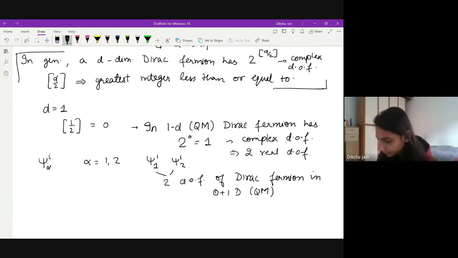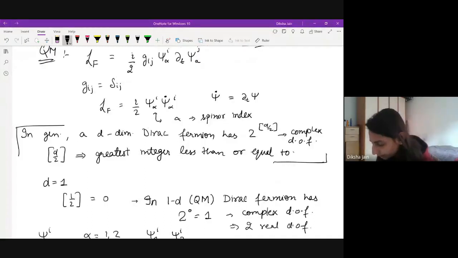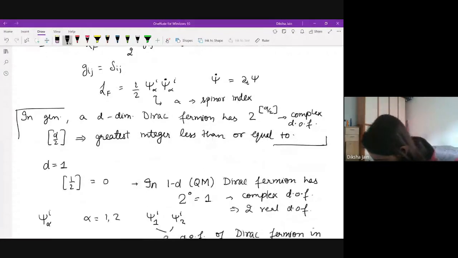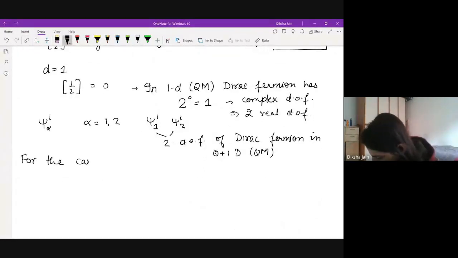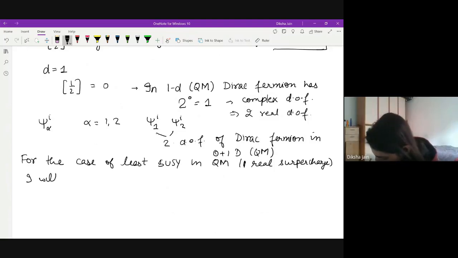So when I write this, there is implicitly a sum over alpha. So this is psi I1, psi dot I1, and so on, and then there is a sum over alpha. For the case of least supersymmetry in quantum mechanics, since I took 1 real supercharge, I will consider a system with 1 real fermionic degree of freedom.